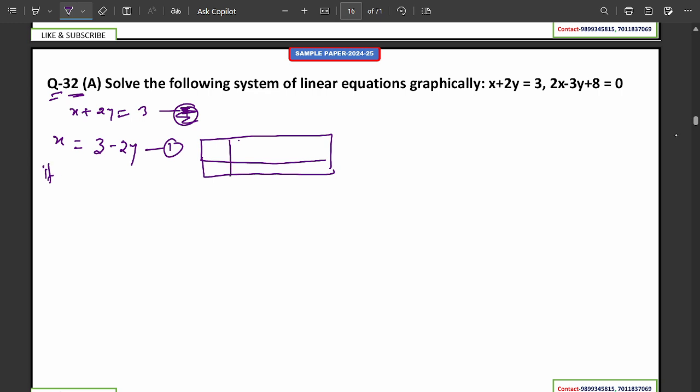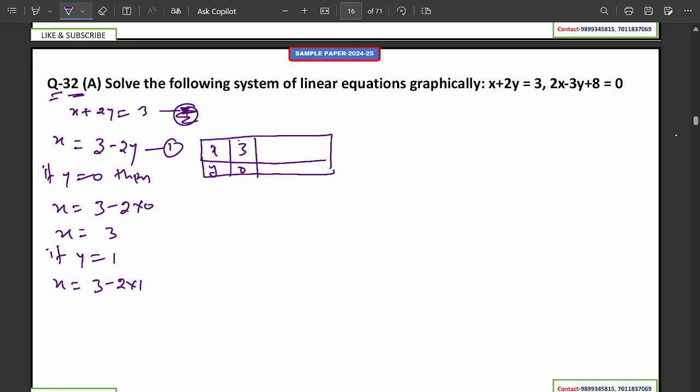Suppose if y is equal to 0, then x is equal to 3 minus 2 into 0, so it is 3. Okay, so this is x and y. If y is 0, x is 3, and again if y is equal to 1, x is equal to 3 minus 2 into 1, 3 minus 2, so it is 1. x is equal to 1. So y is 1 and x is 1.